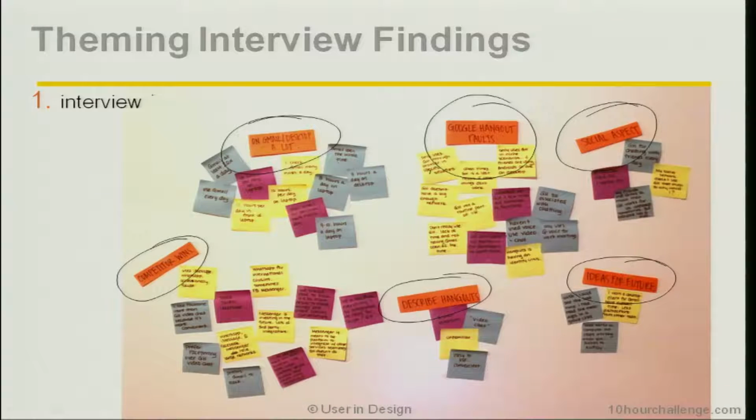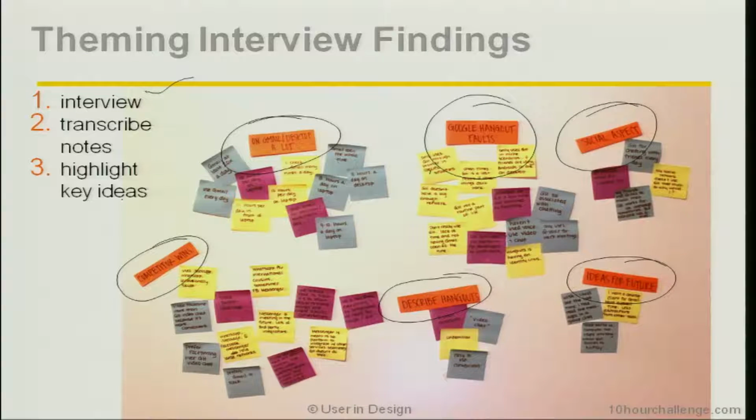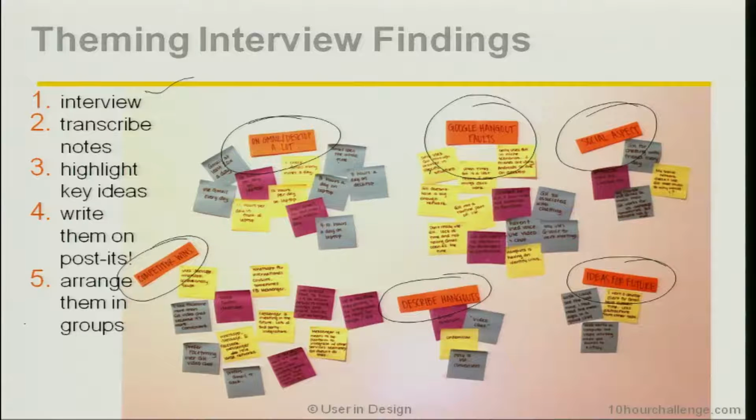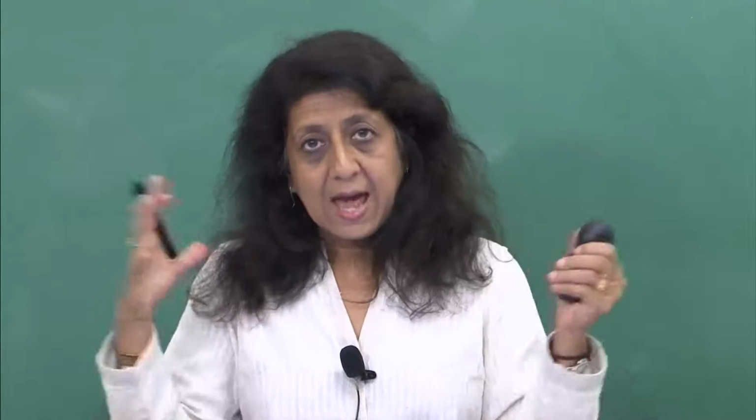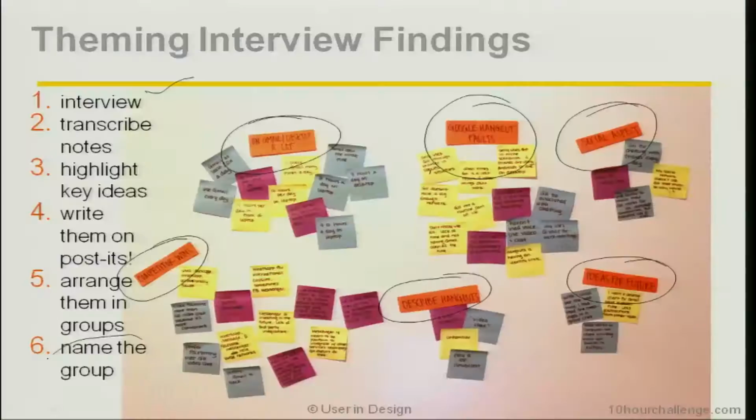So we started with interview, and then the interview notes. Then we transcribed those notes on post-its. Then we highlighted some of the key ideas. And then we wrote those on post-its. Then we arranged them in groups, and then we named the group. Okay? So this whole process of taking from a written text to highlighting it, to writing it on post-its, and then to placing them all together, and then pulling all the ones that are similar and come together as clusters, and then finally naming the group.